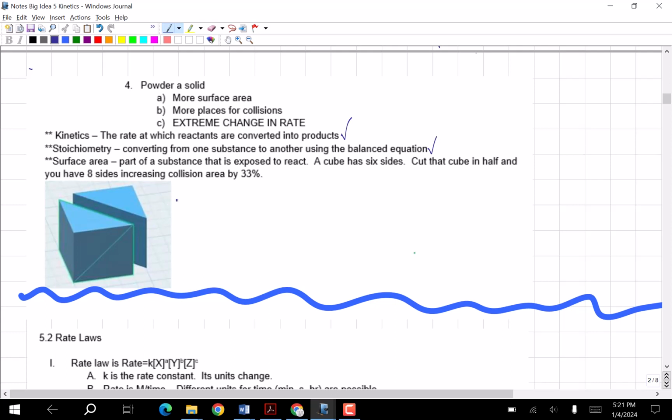A cube has 6 sides. So looking at this, if it was a cube not cut up, if I cut that cube in half, so if I start with my cube, you know this is 6, right? 1, 2, 3, 4, 5, 6. If I cut it in half, I add 2 more. That means I have 8 sides. That increases the rate by 33%. Do that again, and you keep adding more and more.